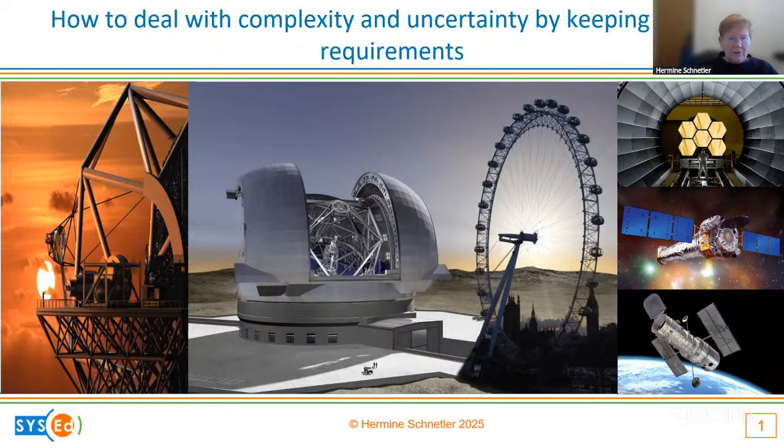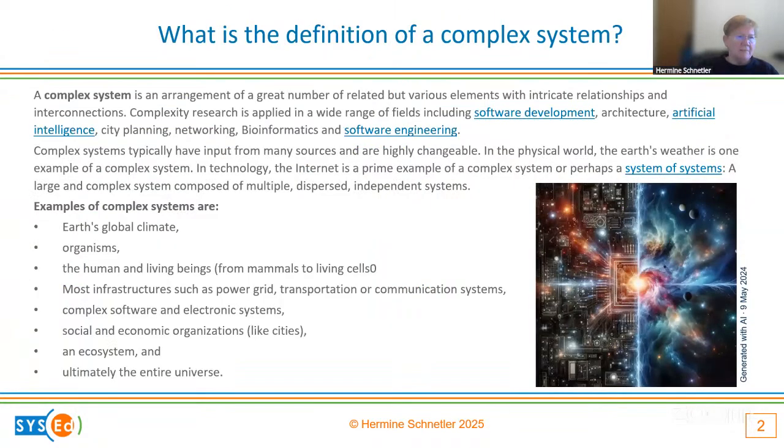So the topic of the talk is how to deal with complexity and uncertainty by keeping a lid on requirements. I think it's important to start with the definition of a complex system. I'm not going to read the definition for you, but there are a lot of things that might imply that things can be complicated and introduce some complexity. For me, that is when you have a great number of related but various elements that are connected in an intricate relationship.